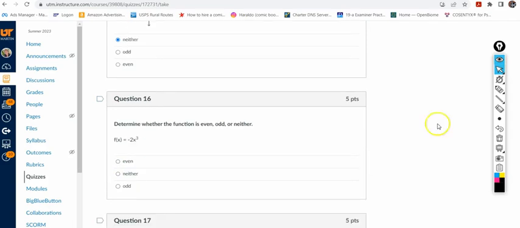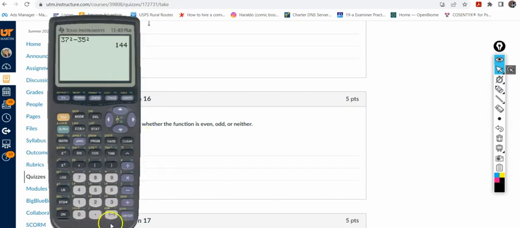Okay, I was about to click submit, and when I was scrolling down, I must have scrolled too fast and went past question 16. It's telling me I didn't submit 16. So, okay, let's have a look. Let's look at that.